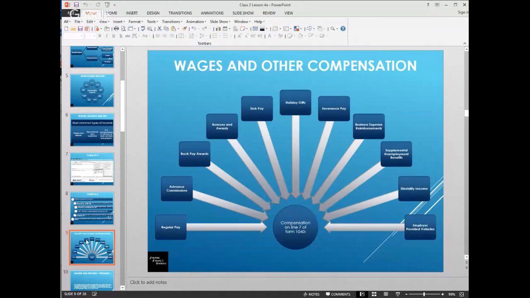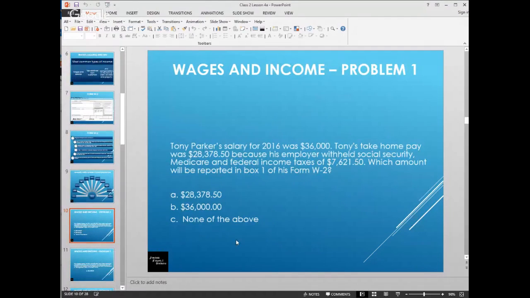Other forms of wages and compensation, in addition to regular pay, include any advance commissions, back pay, awards, bonuses, sick pay, holiday pay, severance, any business expense reimbursements, supplemental unemployment benefits, as well as disability income and employer-provided vehicles. All of these could be taxable on line 7. We're going to go through some examples.